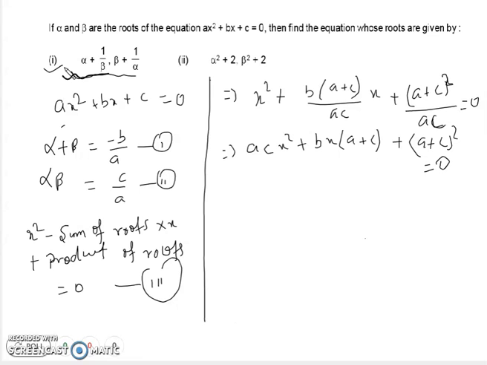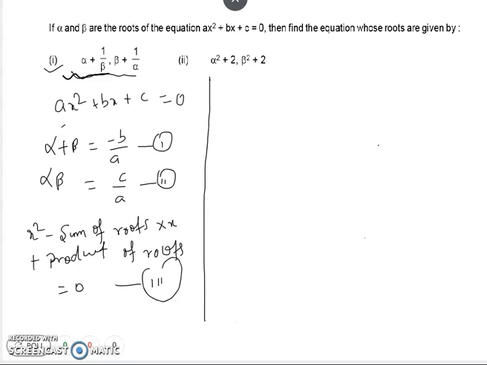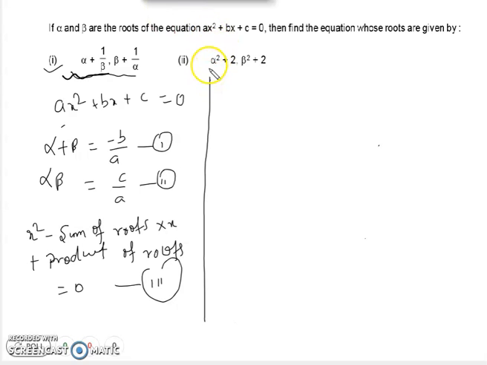So we are going to solve the option number second, right? Just like option number 1, similarly we have to find out the equation on the basis of the given roots, guys. The roots are alpha square plus 2 and beta square plus 2, right? So first of all we have to find out the sum of the roots, guys.